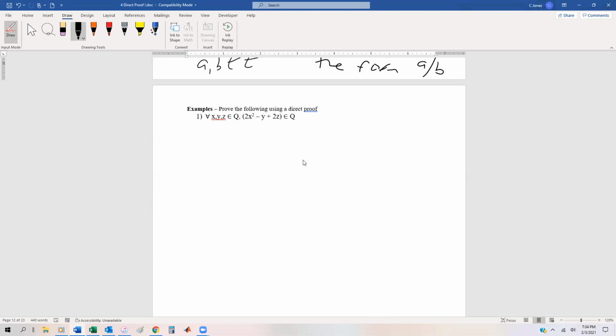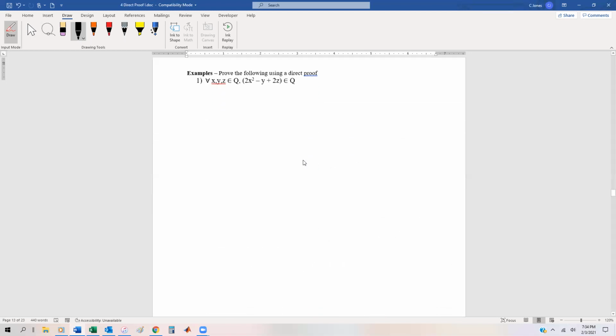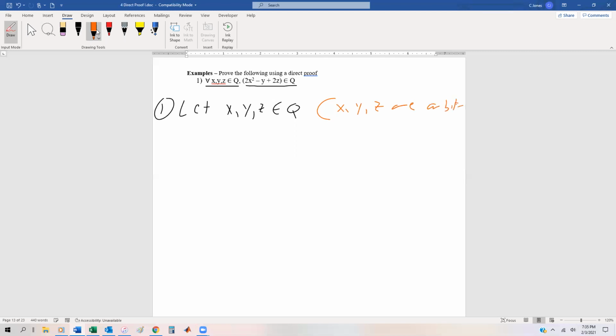Let's take a look at one example of being able to utilize rational numbers. And we're going to say that for all x, y, and z that are rational, 2x squared minus y plus 2z is also rational. Same steps. Let's let x, y, z be elements of Q, okay? And we're going to say x, y, z are arbitrary but particular.